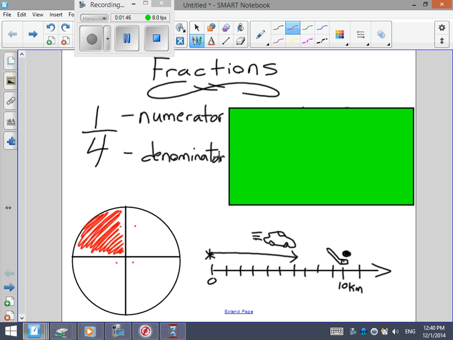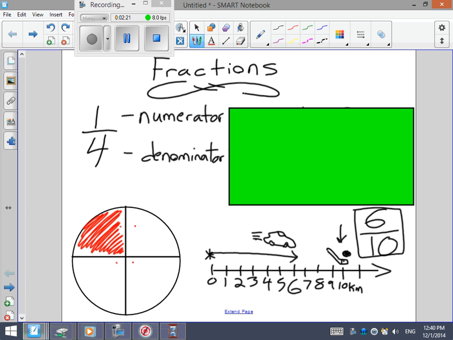Now over here, here's another example. I drew a picture of somebody driving to a hockey game. You see the car is going along, and it's gotten to about 1, 2, 3, 4, 5, 6 out of the 10 kilometers that it's going to take to get to the hockey game. So if we were to write that as a fraction, there's 6 parts taken up. We've already gone 6 kilometers of the whole, which is split up into 10 kilometers. So you can represent that as 6 over 10.